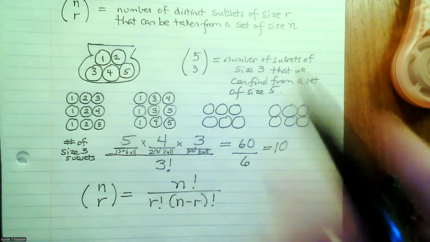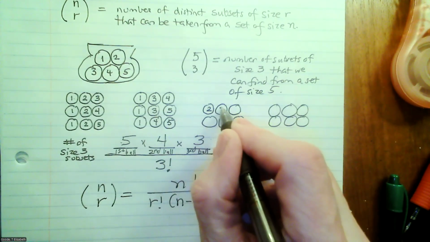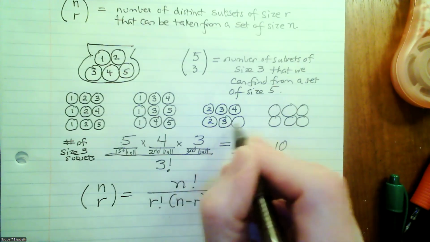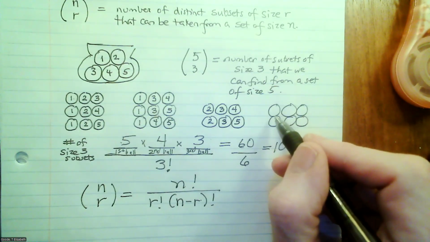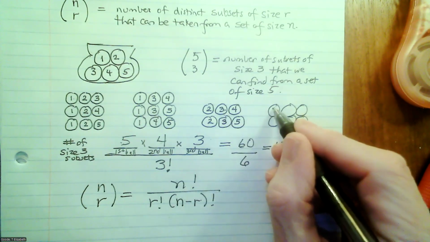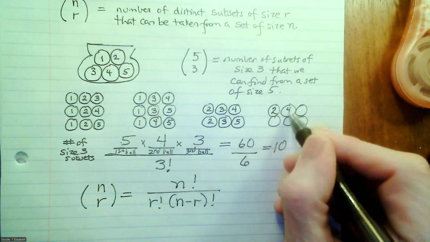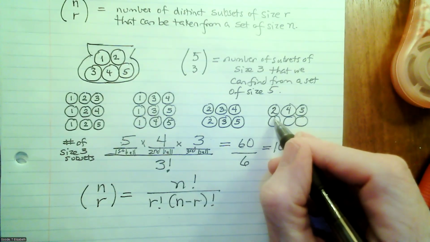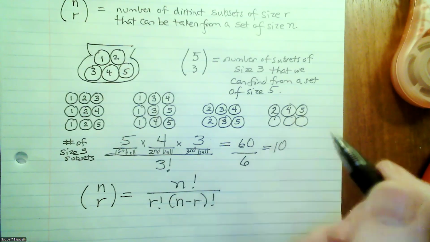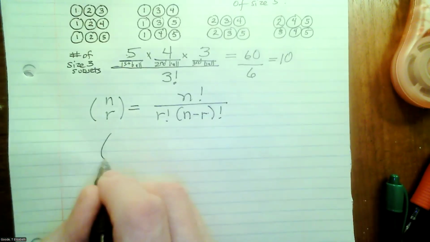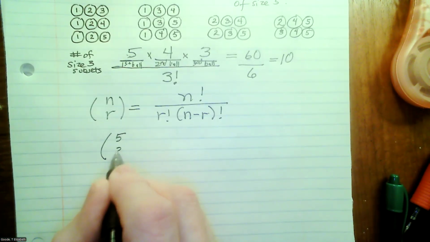So you would start from 2. Now you just go 2, 3, 4, and then you use 2, 3, 5. And then do I continue with 2? I think so, because you can change the 3. So you do 2, 4, 5. And then here you would go 3, 4, 5. That's it. There are exactly 10.